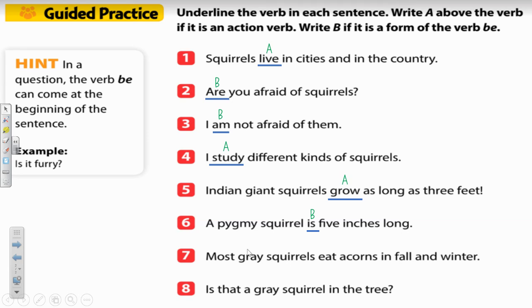Nice. Number 7, most gray squirrels eat acorns in fall and winter. I see an action verb. What do most gray squirrels do? That's right, eat. Mark it with an A for action verb. And lastly, number 8, is that a gray squirrel in the tree? I notice this is a question. So remember the hint. In a question, the verb be can come at the very beginning. There it is. Am, is, are. Is a sneaky verb, a form of the verb be.